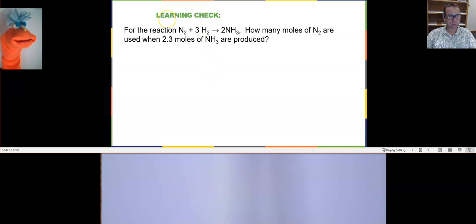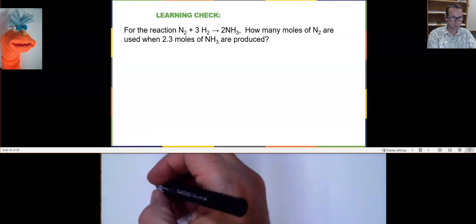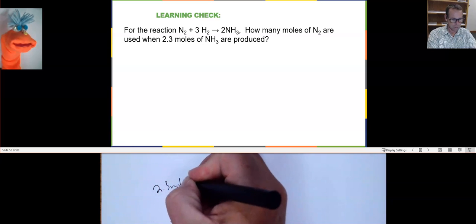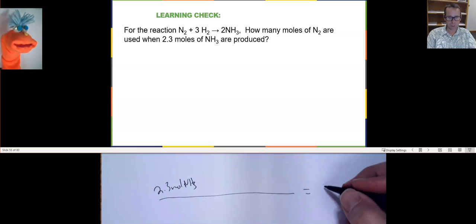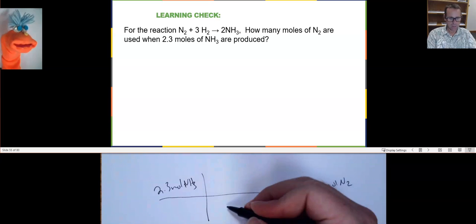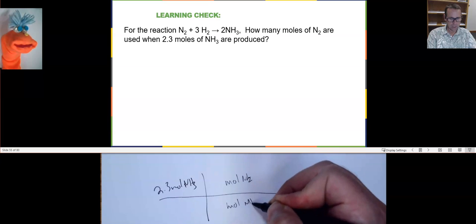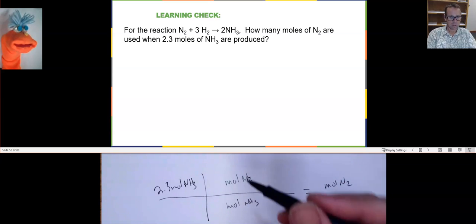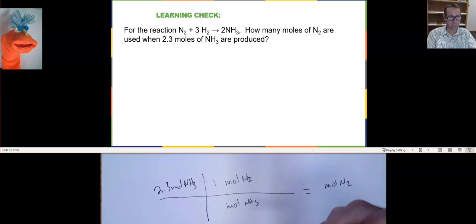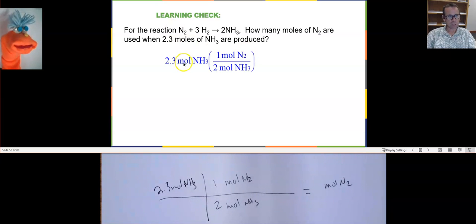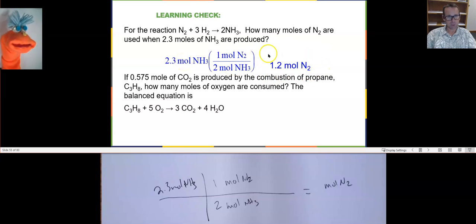Here's one for you to look at, Fred, and try to solve. Here's a reaction. How many moles of nitrogen gas are used when 2.3 moles of ammonia are produced? If I know that I'm going to produce 2.3 moles of ammonia, I can identify how many moles of nitrogen gas are required because there's a stoichiometric relationship between the moles of ammonia and moles of nitrogen in this reaction. For every mole of nitrogen, I'm going to produce 2 moles of ammonia. So 2.3 divided by 2 will be my moles of nitrogen gas that I would expect to be used.